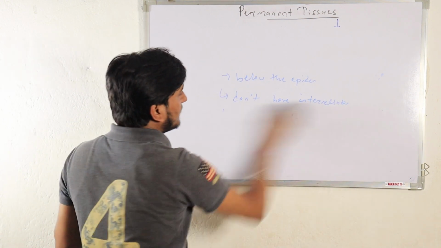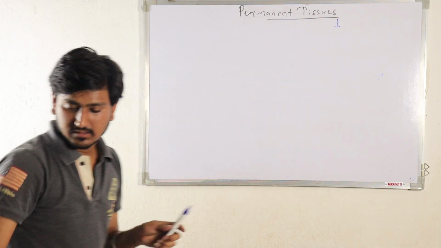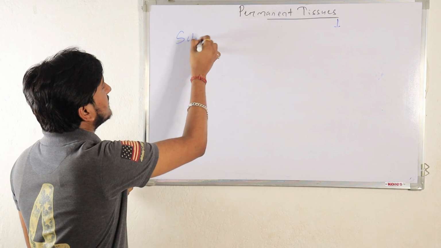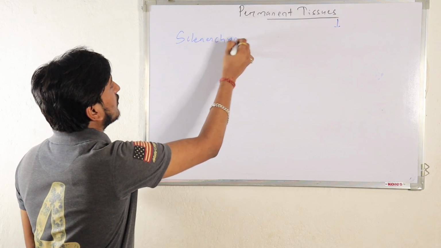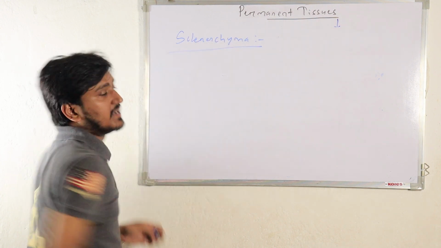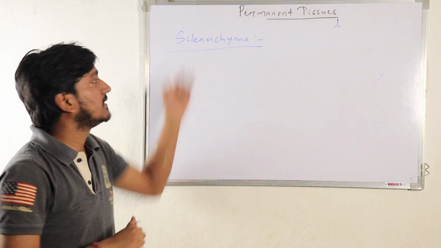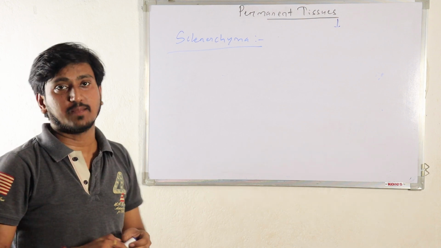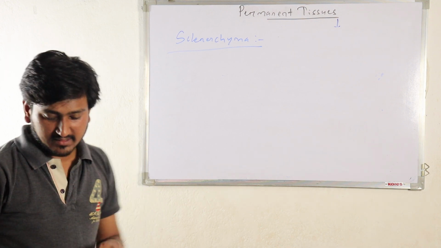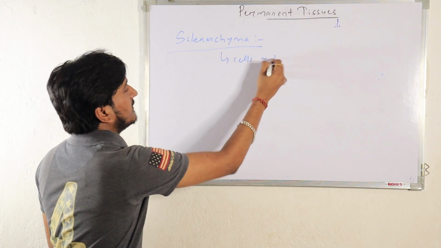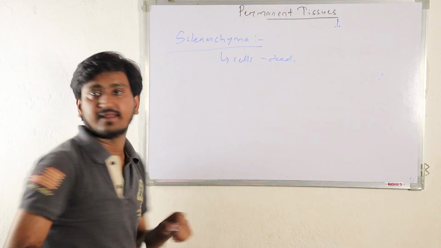Right now, all the tissues we have studied in the simple permanent tissue were of living type, but this is the one which is a dead tissue. The husk of the coconut, the outer covering of the coconut, is formed by the sclerenchyma tissue. That is completely dead. All the cells of the sclerenchyma are dead.